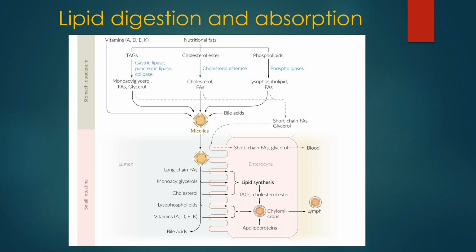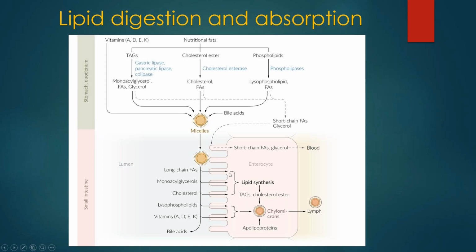Now, after eating the food, these three types of fats are acted upon by a group of enzymes known as lipases. In the stomach and duodenum, gastric lipases and pancreatic lipases act upon TAGs to break them down into monoacylglycerol, fatty acid and glycerol. Glycerol can act as a substrate for glucose synthesis, and we are not going to deal with that in this lecture. But the fate of the monoacylglycerol and other long chain fatty acids will be discussed in this lecture.